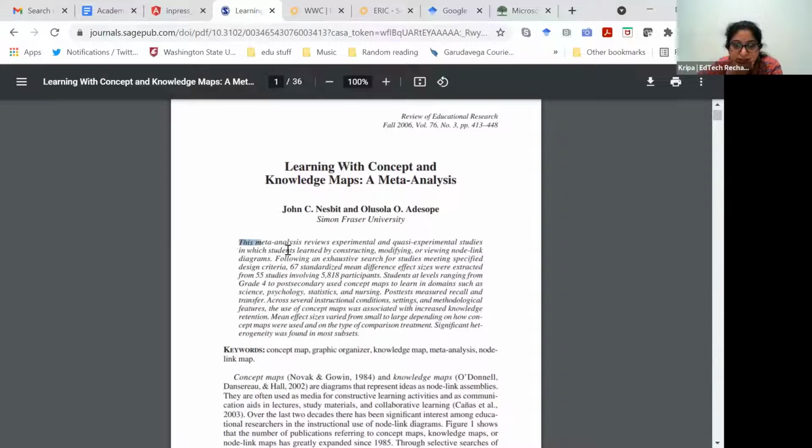The first step is to read the abstract. The abstract is basically a quick high-level summary of what's happening in the paper. It will tell you how many studies. In this one, they have looked at 55 studies involving 5,818 participants. And they give you a small description: the students were from grade 4 to post-secondary, and they used concept maps in science, psychology, stats, and nursing. This is not typically comprehensive, but if something is super important or substantive, it will mostly find a place in the abstract.